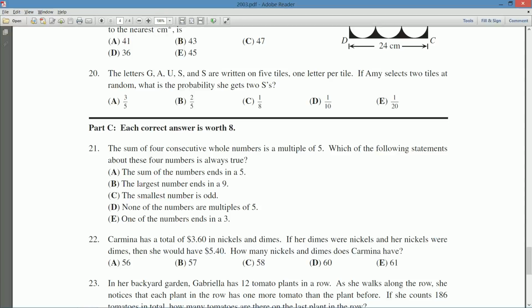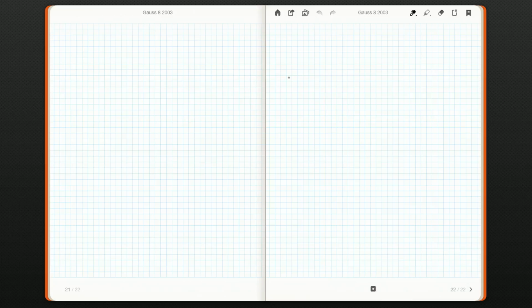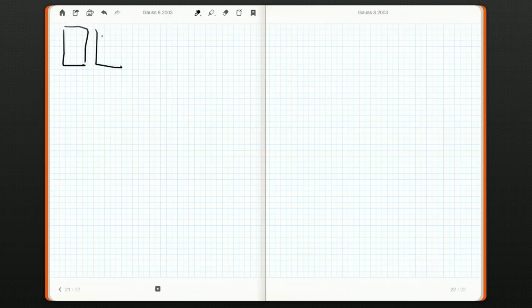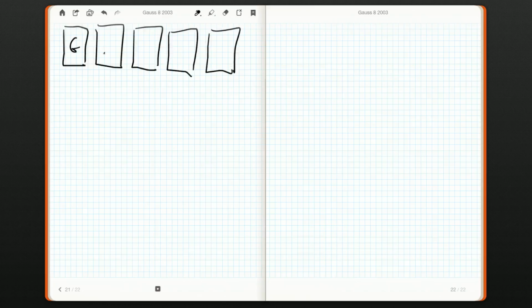so what are we going to do here? Well, I'm a visual person, so I'm going to first go to my notepad and actually draw out some tiles here. G-A-U-S-S. Okay.